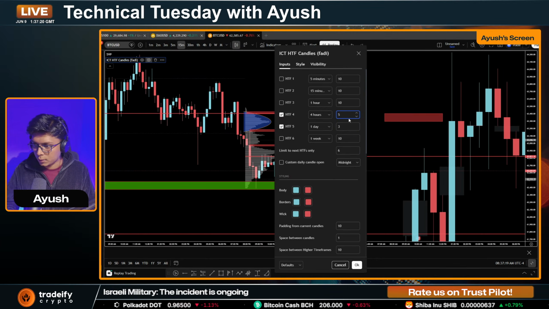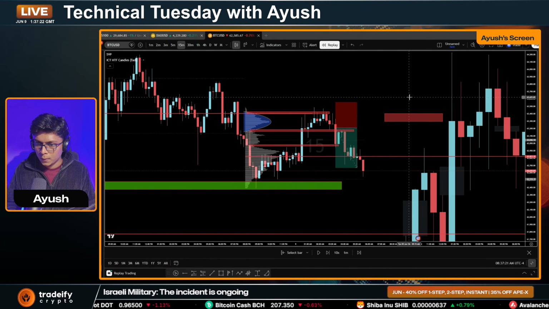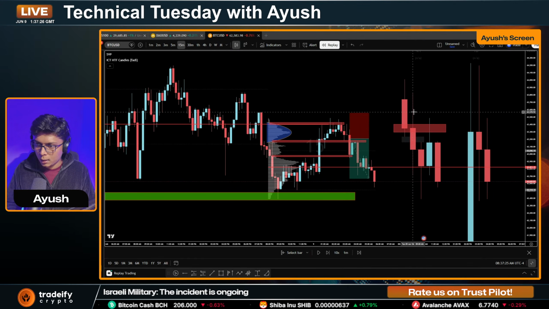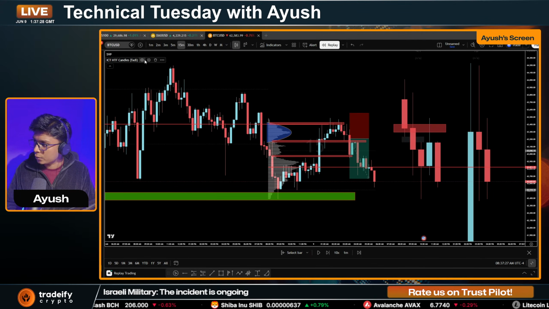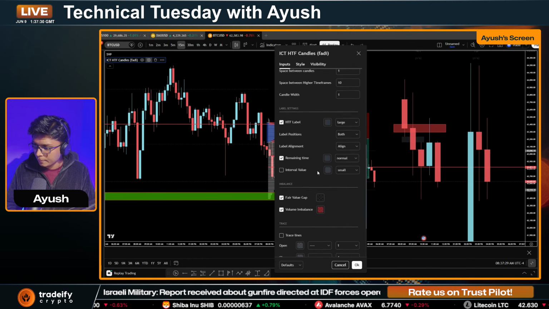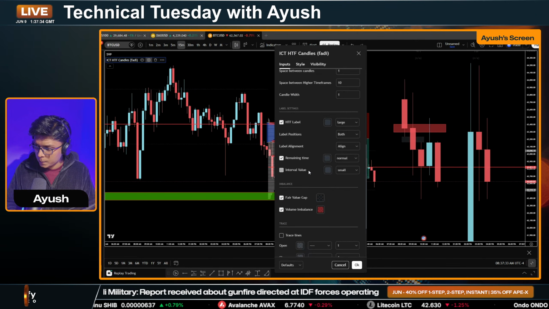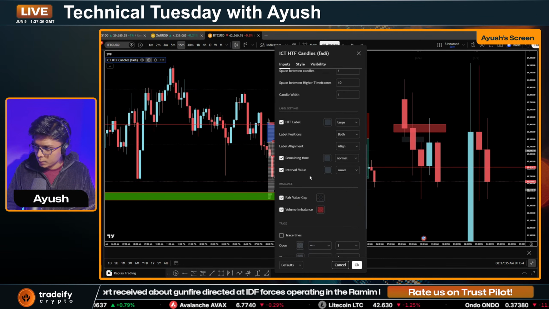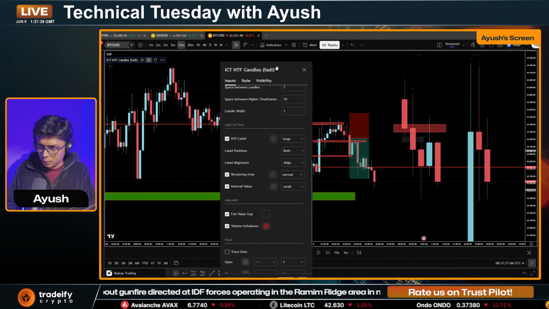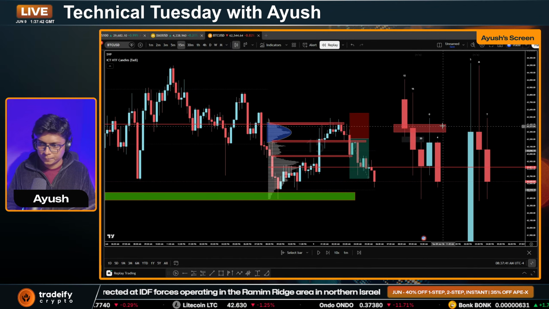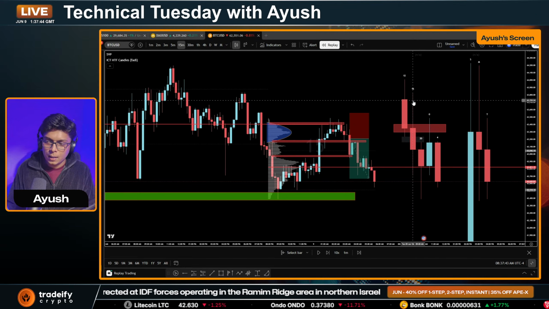Let's do 5. That's a lot of candle. Yeah, you can see the candle, and I think I have to show you the timing as well. Let me make it white. Yeah, look at this 16th p.m.